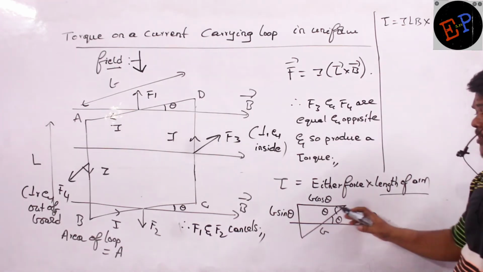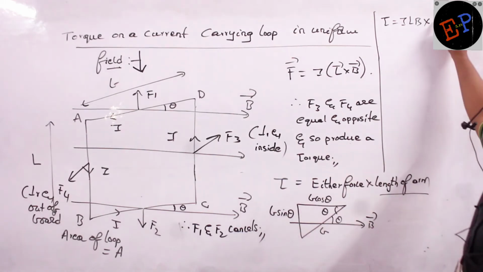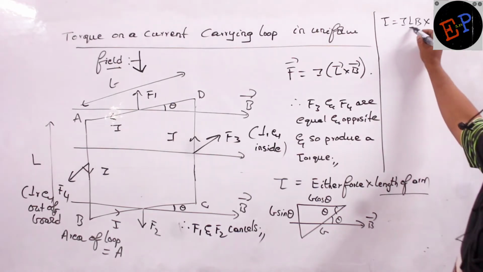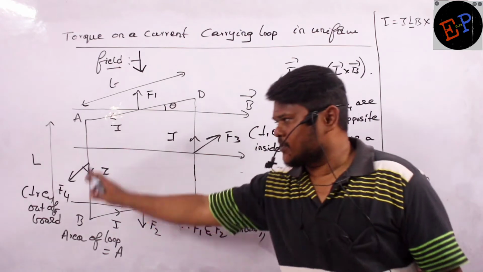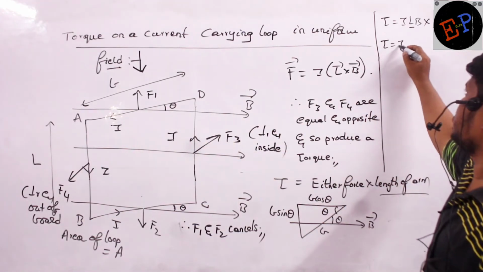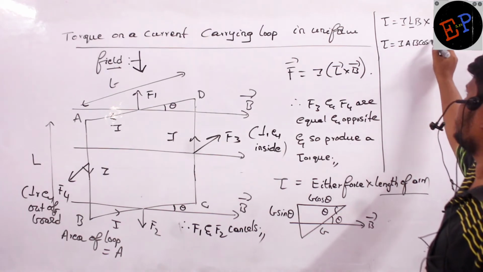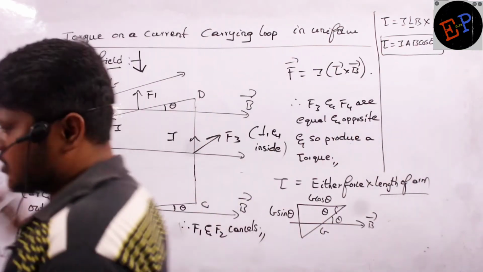Length of the arm is B cos theta, the perpendicular distance between the two forces. So multiplied by B cos theta. L into B is nothing but area of this armature, or area of this coil. So substitute. Torque is equal to IAB cos theta. So this is one equation to calculate torque acting on this conductor.